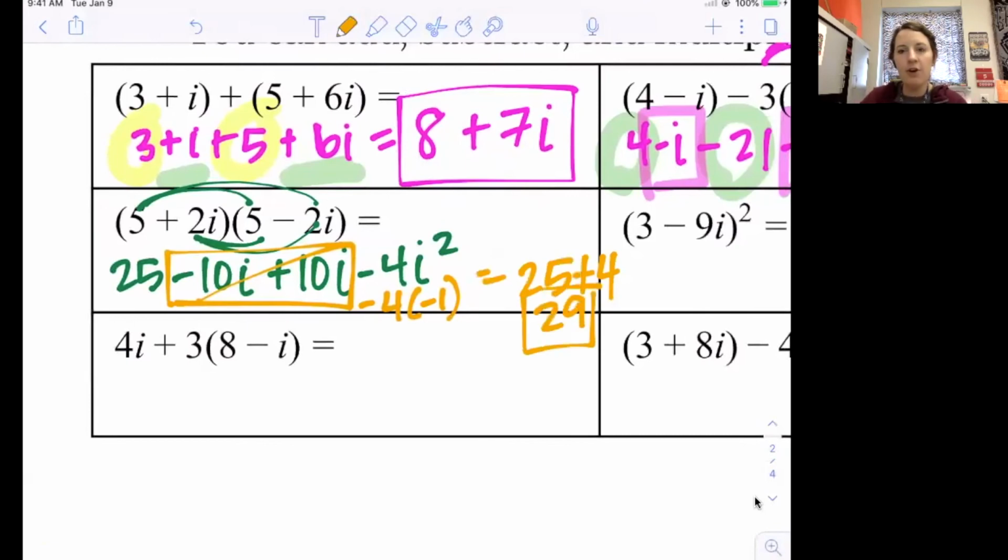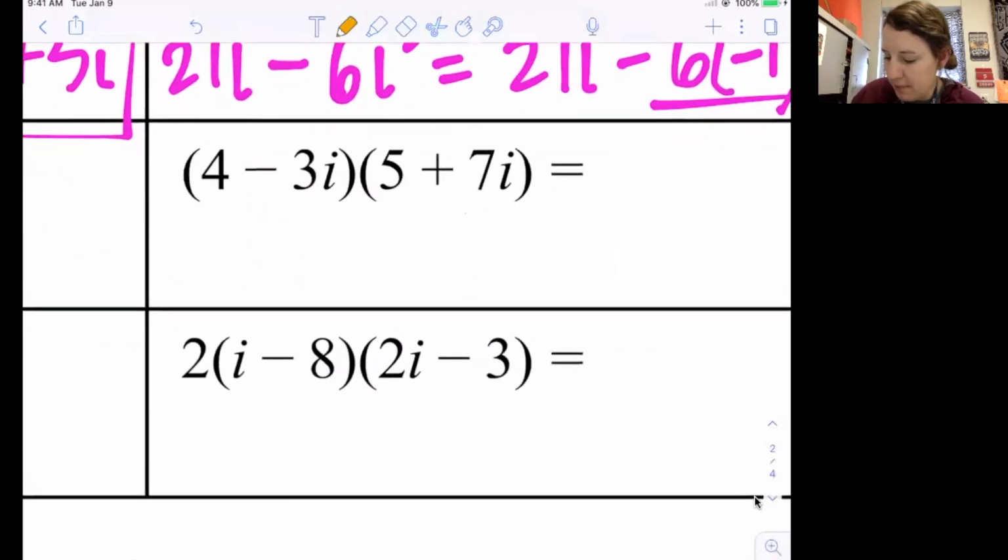So it's okay if your i's completely go away when you simplify, whether your i squared turns into a negative 1 or your negative 10i and your 10i cancel out and zero out. Okay, it's okay for you to have a whole number answer when you initially start dealing with i's.